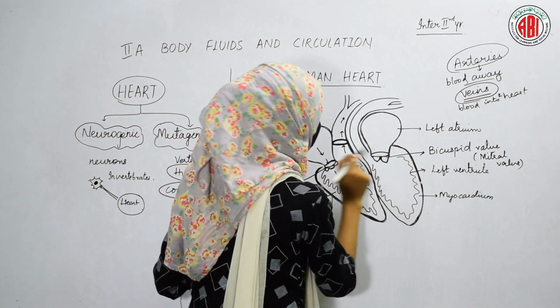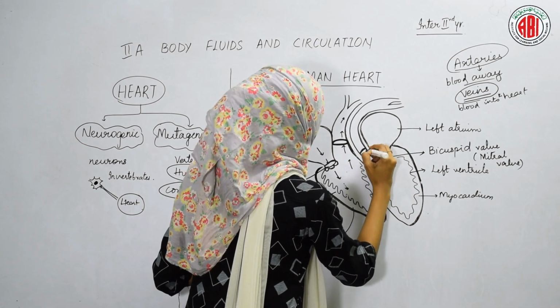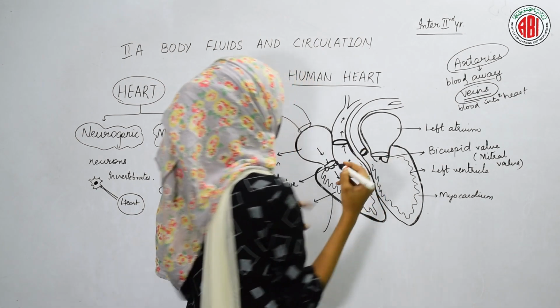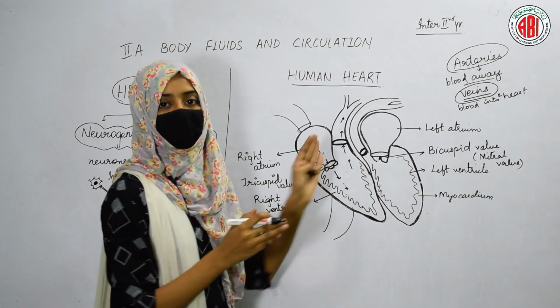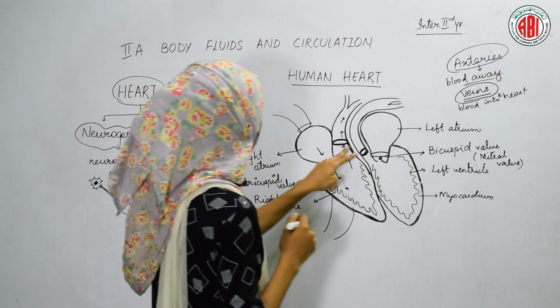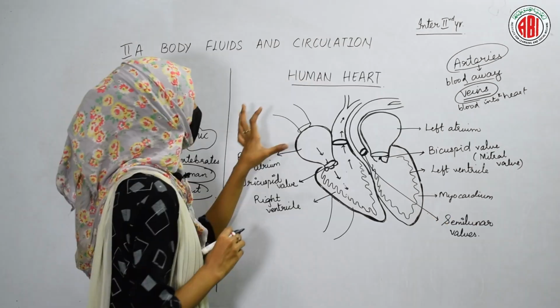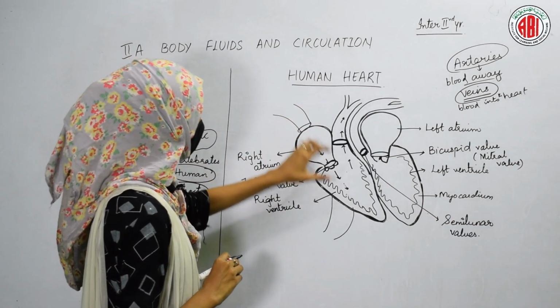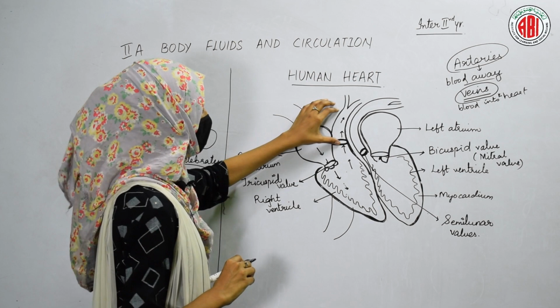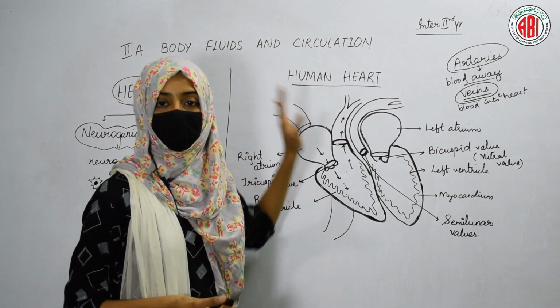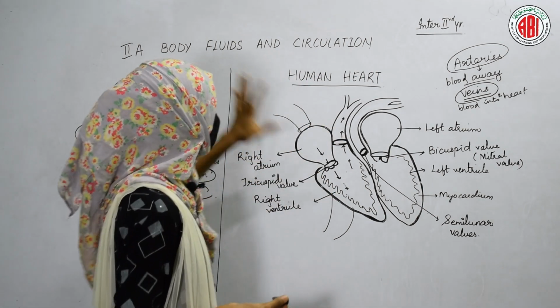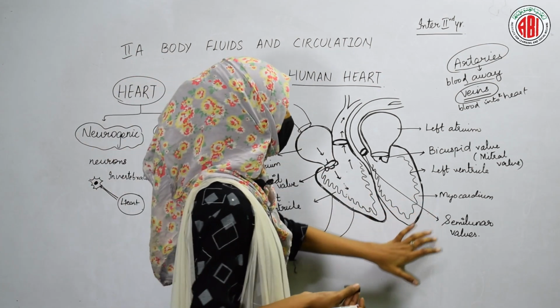Similarly, in between the left ventricle and the blood vessels, a valve is present to prevent the backflow of the blood. These valves are called semilunar valves. The valves which are present in between the ventricles and the blood vessels to prevent the backflow of the blood are called semilunar valves.